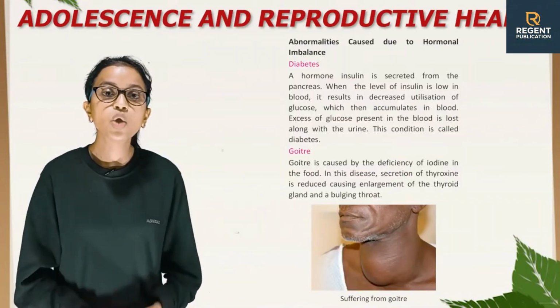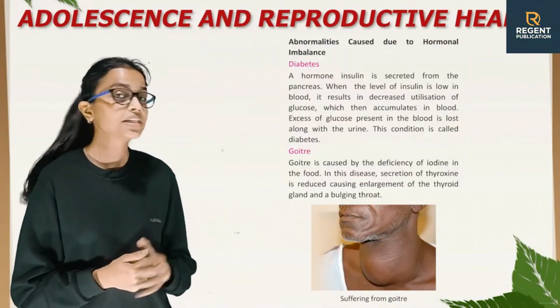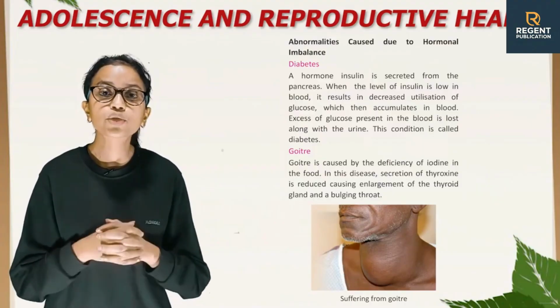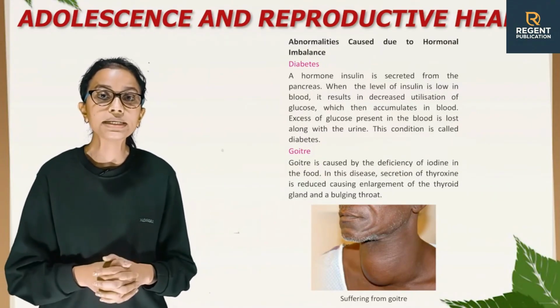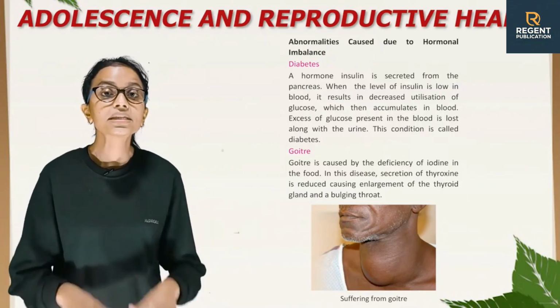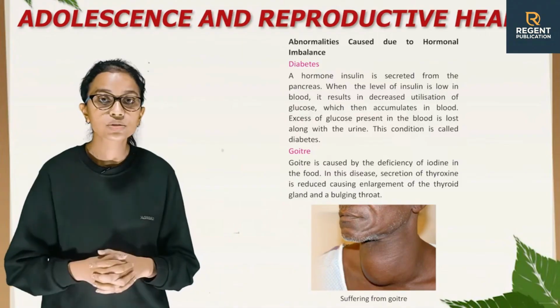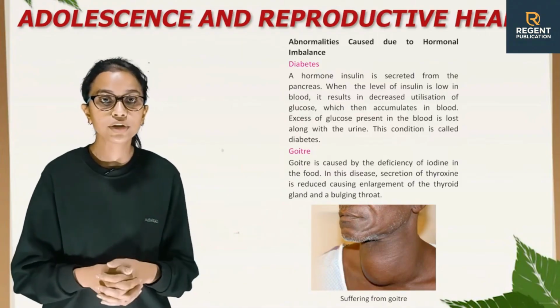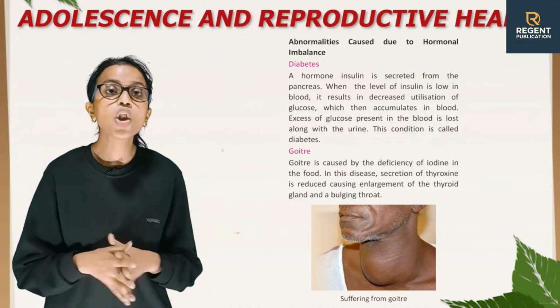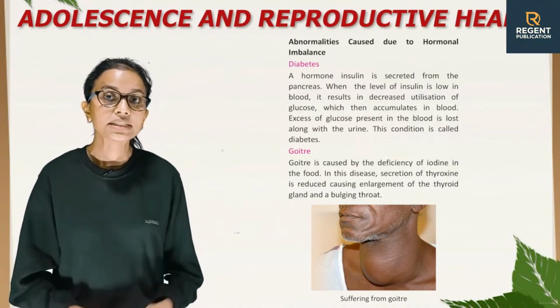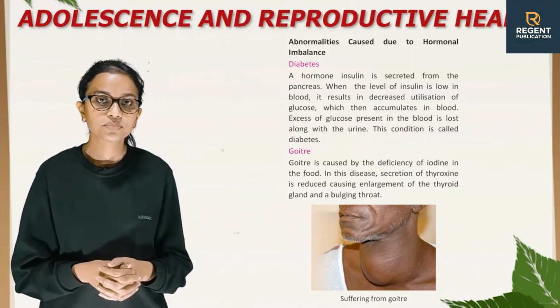Abnormalities caused due to hormonal imbalance: diabetes. The hormone insulin is secreted from the pancreas. When the level of insulin is low in blood, it results in decreased utilization of glucose, which then accumulates in blood. Excess glucose present in the blood is lost along with the urine. This condition is called diabetes.